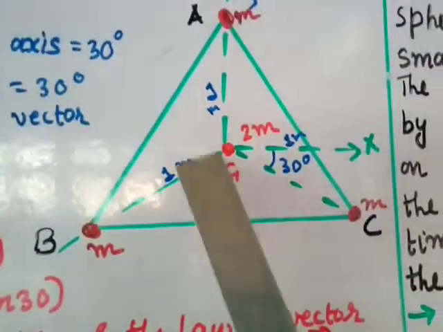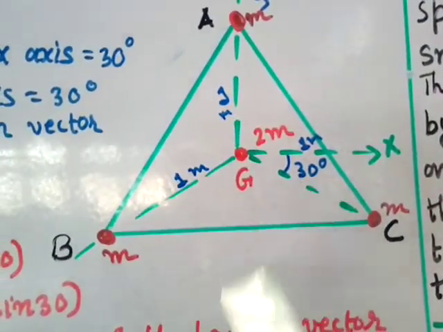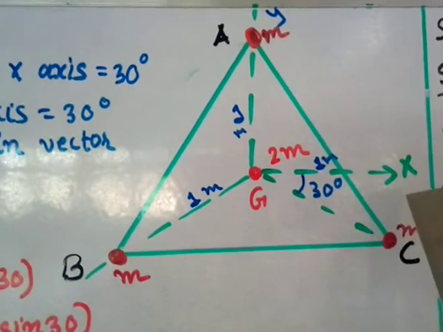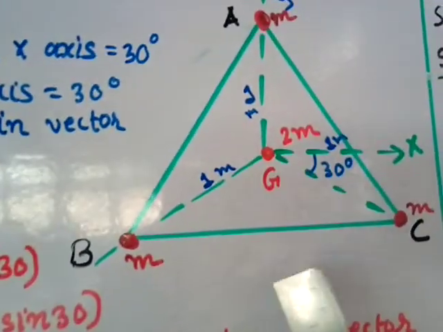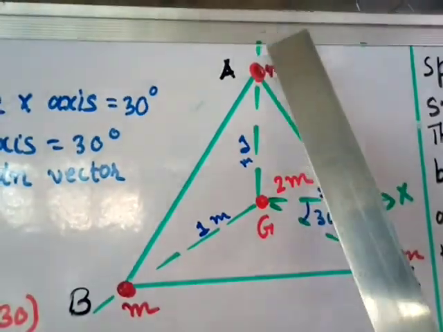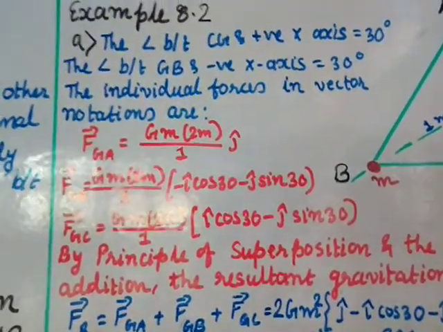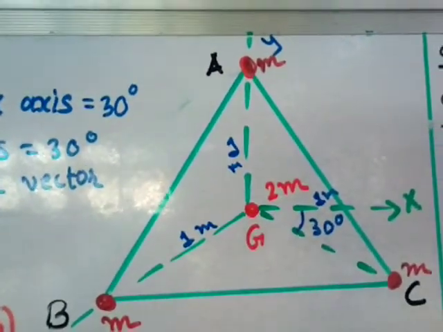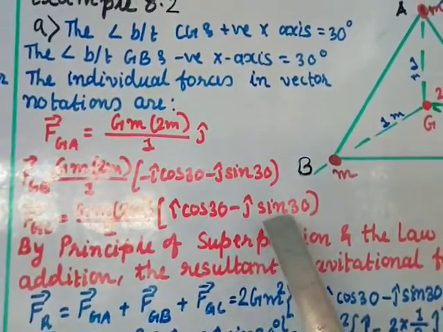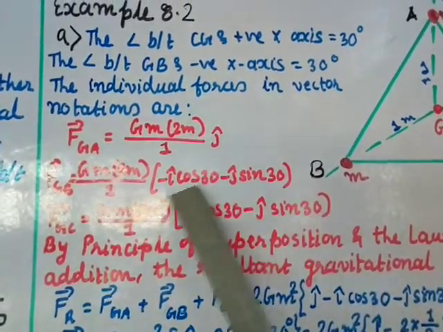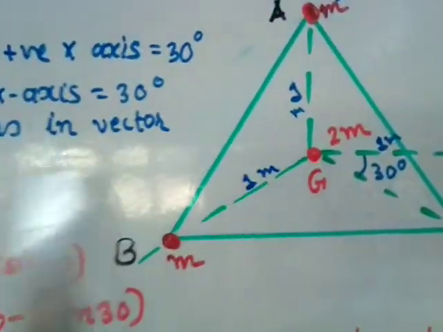Now we write for CG. For CG the angle is 30. The i cap is along the same x-axis, so it is positive. But for j cap, towards this side, the y-axis is upward from here, so below is the negative y-axis, so it is minus j. This j is the unit vector of the y-axis, but it is opposite to the y-axis, so negative: minus j sin 30. This is the y component, this is the x component. So i cos 30 minus j sin 30. Here both are negative for the other force, because it is along the negative x-axis and the negative y-axis.